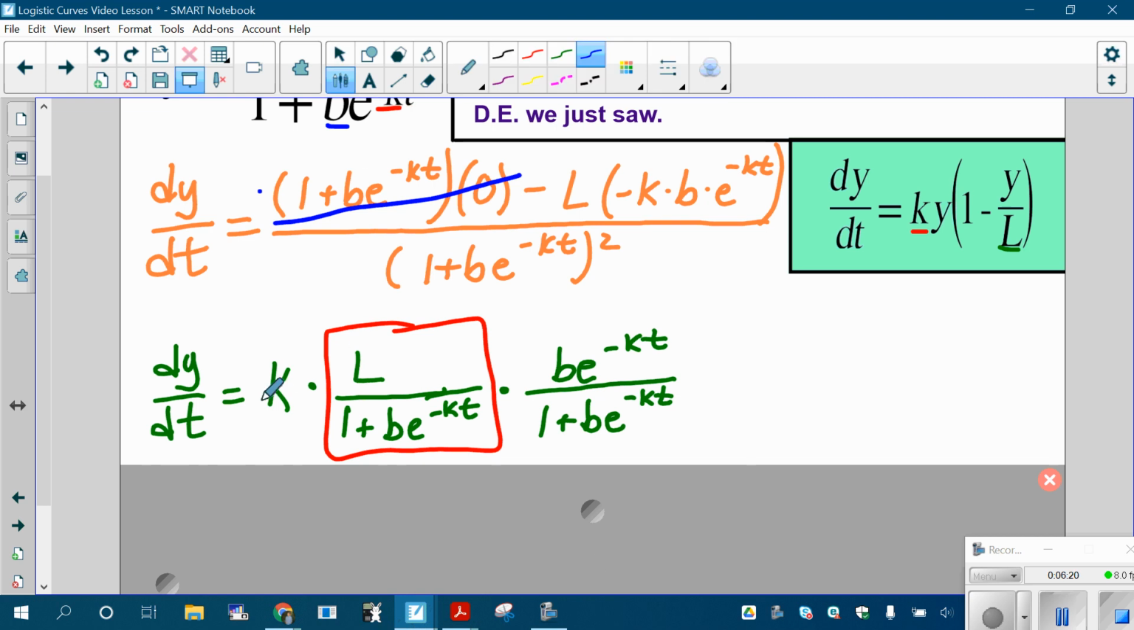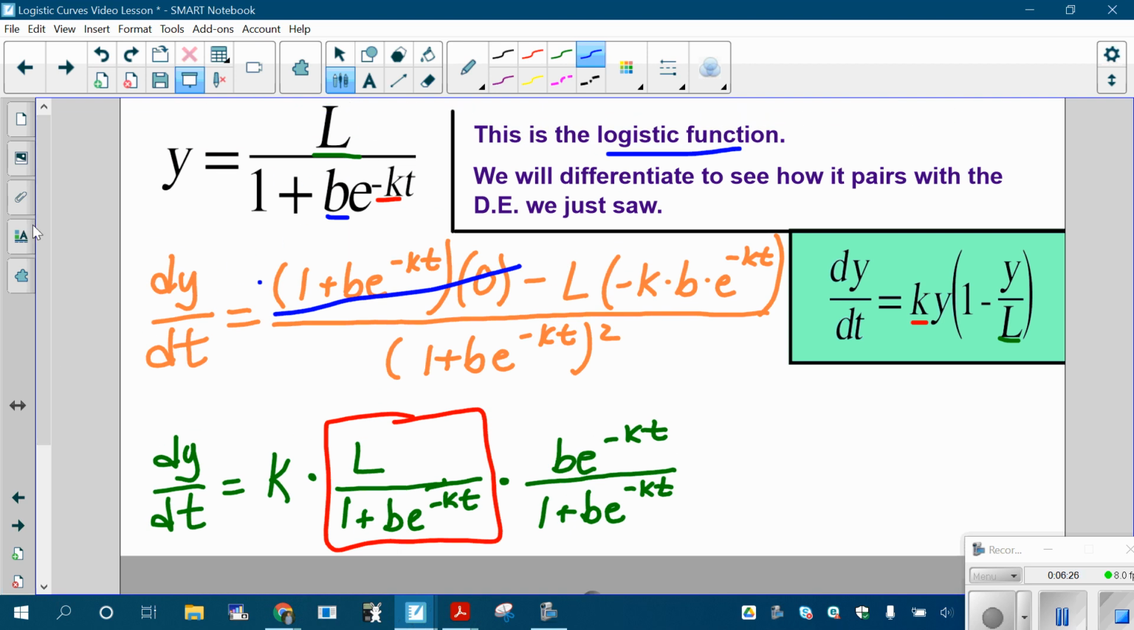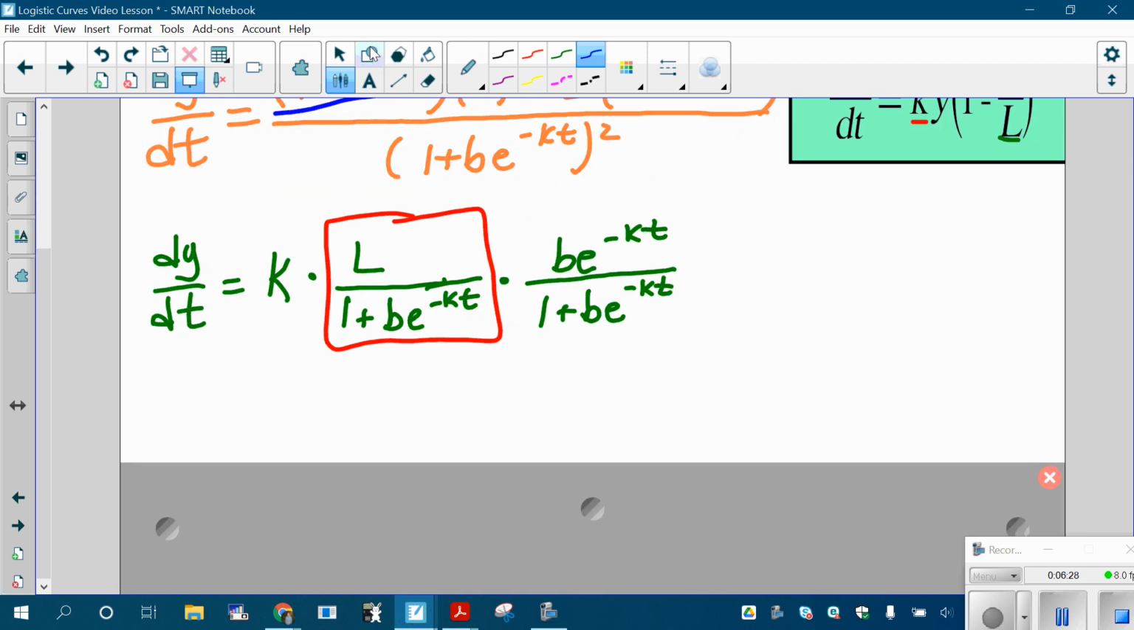The L over 1 plus be to the negative kt, oh, that's just y. That's just y. So I'm going to replace, so I'm going to have, whoops, dy dt equals k times y. Okay, it's starting to look like this.